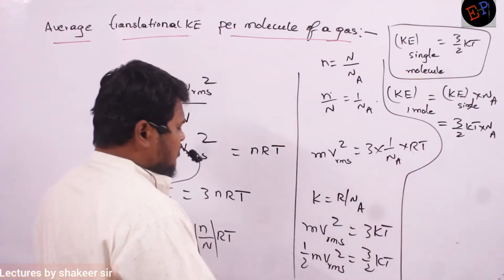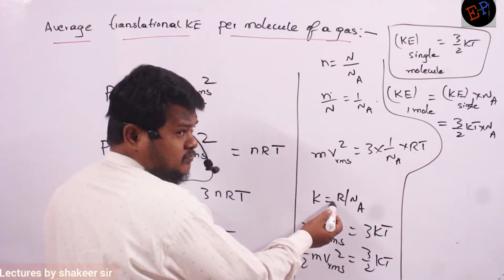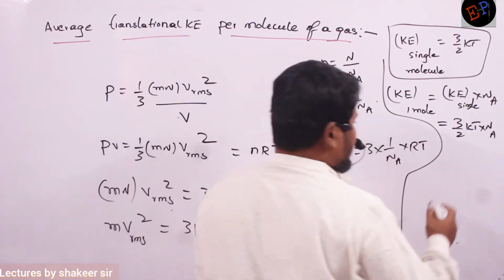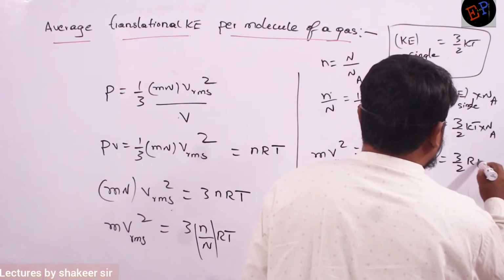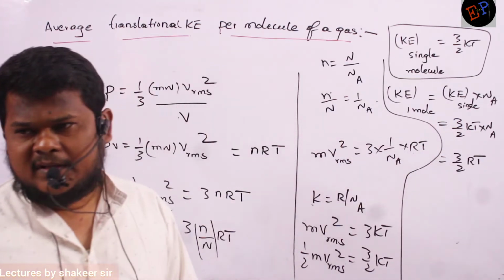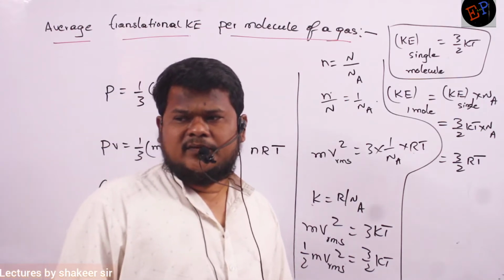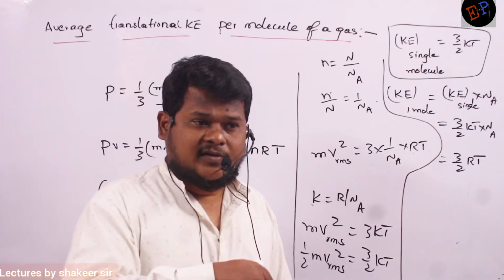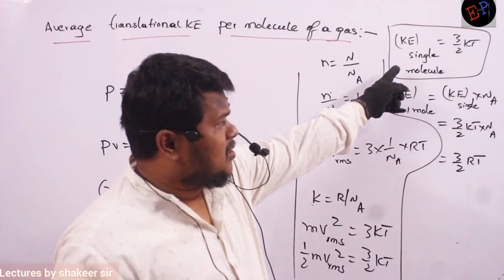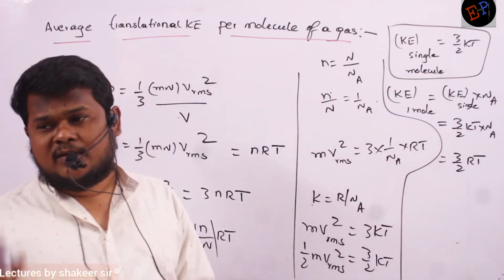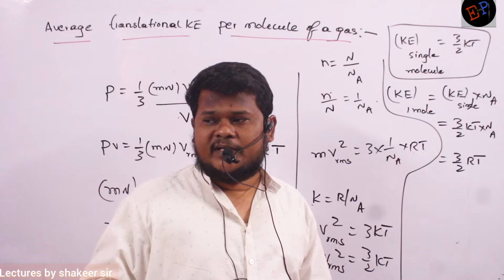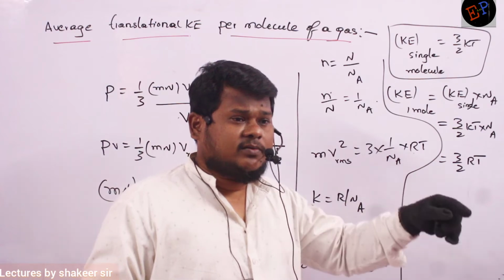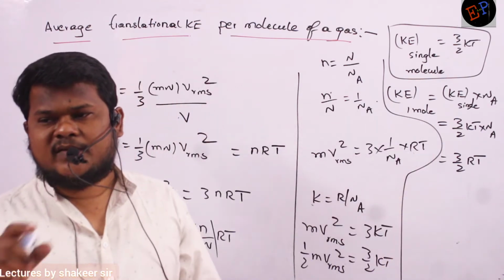So k into Na is nothing but R, no? k into Na is nothing but R. So instead of k into Na I can write R. Therefore it is equal to 3 by 2 RT. So what is meant by 3 by 2 RT? The kinetic energy of 1 mole of molecules. Are you able to understand the difference? The kinetic energy of a single molecule is 3 by 2 kT, where k is called the Boltzmann constant, 1.38 into 10 power minus 23. Whereas the kinetic energy of 1 mole of molecules is 3 by 2 RT. These values you should remember.